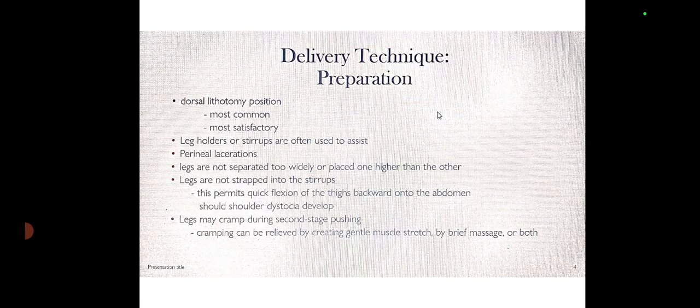Dorsal lithotomy position is the most common and the most satisfactory one. Leg holders or stirrups are often used to assist here. Perineal lacerations also occur here. Legs are not separated too widely or placed one higher than the other, and legs are not stuffed into the stirrups. This permits quick flexion of the thighs backward onto the abdomen should shoulder dystocia develop here. The legs may cramp during second stage pushing. Cramping can be relieved by gentle muscle stretch or brief massage, or by both.